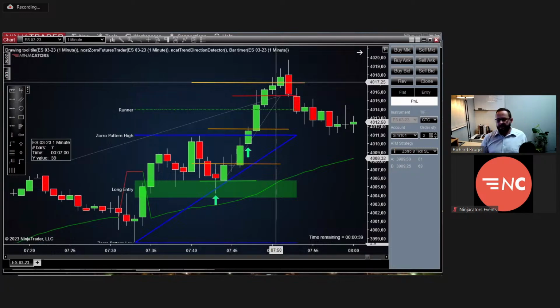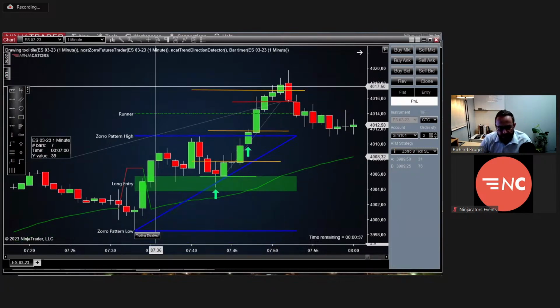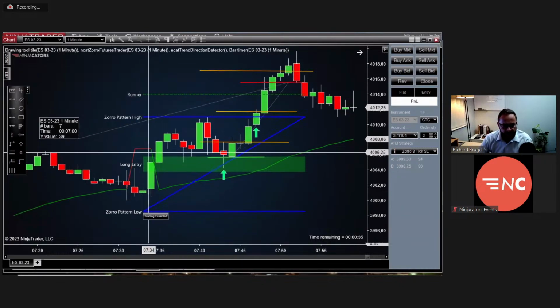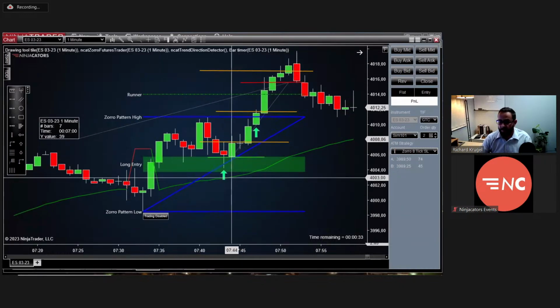Again, the Zorro pattern on its own is a very simplistic tool, together with the trend detector, keeping you on the right side of the market.